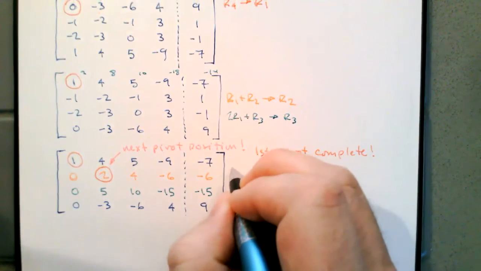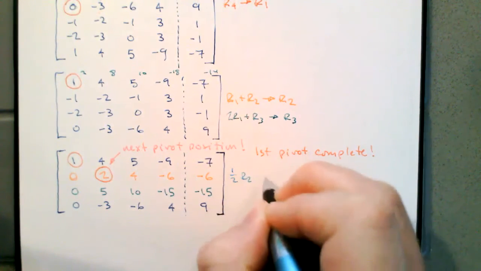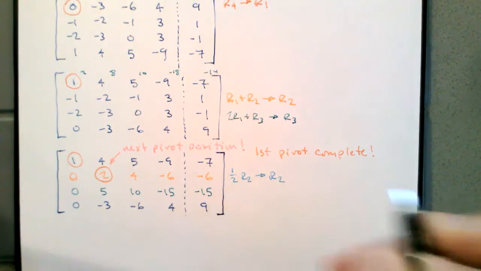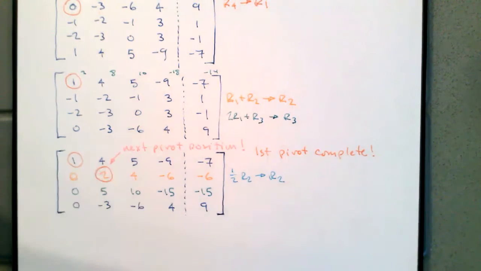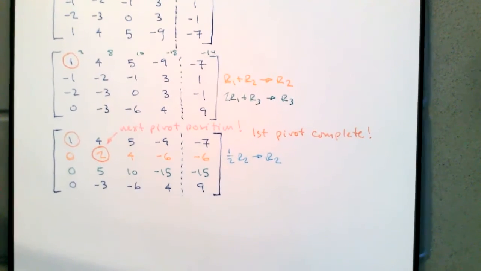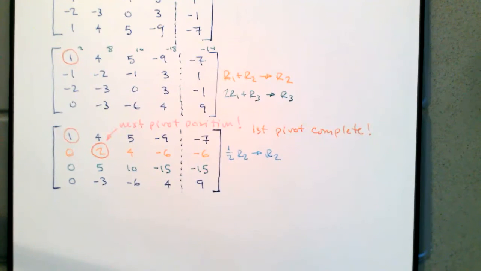So 1/2 of row 2 is my new row 2. Everything else is going to stay the same. If you're thinking, man, this is tedious, I hope I can automate this on my calculator, the answer is no, you have to do it by hand every single time. I'm just kidding, that's ridiculous.